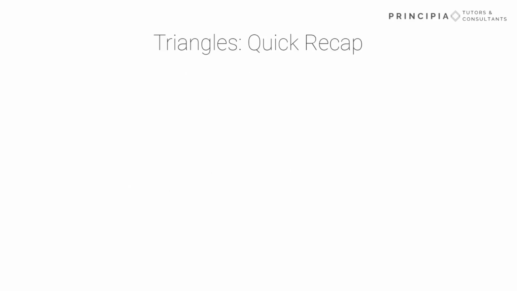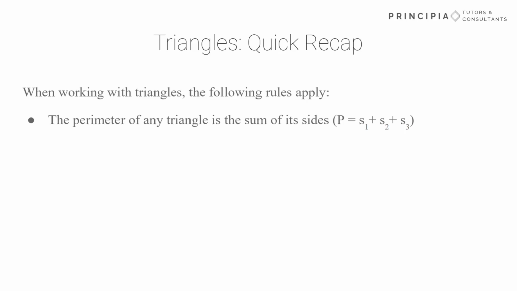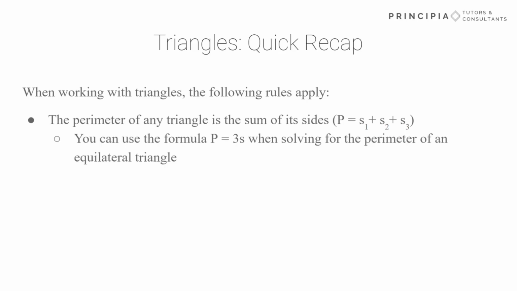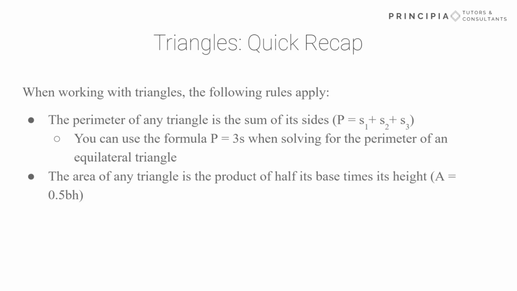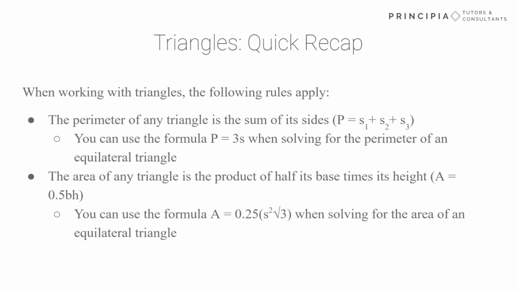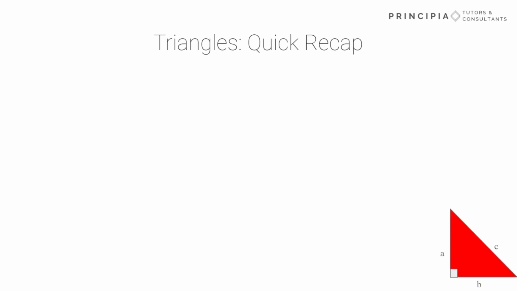Let's jump right into it. So, quick recap about triangles. When it comes to perimeter, you add up all the sides. If it's an equilateral triangle, you can just multiply one side by 3 because in equilateral triangles, all sides are equivalent. The area of a triangle is 1/2 BH as we've been taught, so hold on to that knowledge. Now, if it's an equilateral triangle, you can use 0.25 times the product of s squared and the square root of 3, or s squared root 3 over 4, to solve for that area.